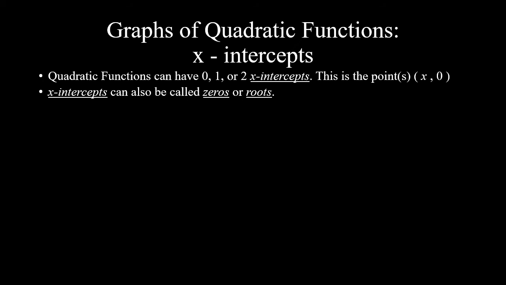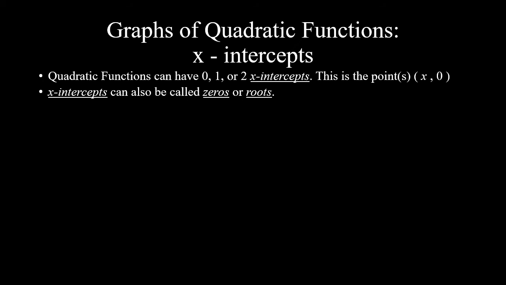When we looked at exponential functions, we had no x-intercepts because it turned out that the x-axis was actually an asymptote, which means that while our function got closer and closer and closer to the x-axis forever, it never actually hit it.